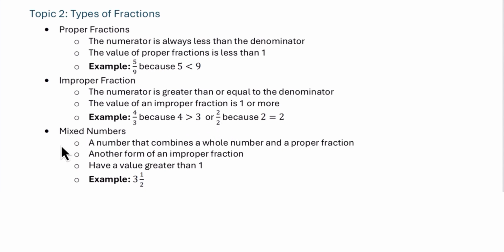The third kind is a mixed number. A mixed number is a number that combines a whole number and a proper fraction. It's also another form of an improper fraction, and they will always have a value greater than 1. For example, 3 1/2 is a mixed number because it contains a whole number, 3, and a proper fraction, 1/2.